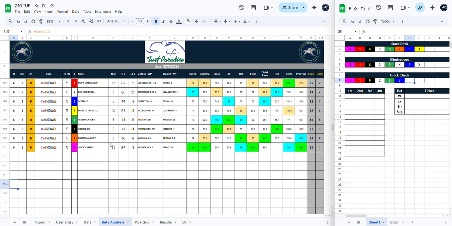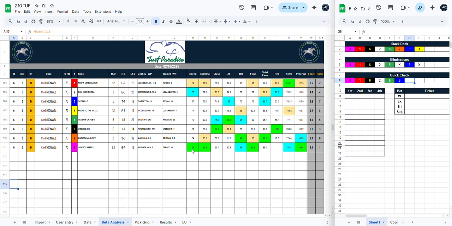So the first thing I'm looking at is Cowboy Kisses. Just from a pure look standpoint, I've got 5 green categories, which means he's in the top flight. So I can see that this horse is very clearly the top horse when it comes to the stack rank. I like to look for how much distance is between first and second place. It's not a ton, just 1 point. So I think this race could be decently competitive.